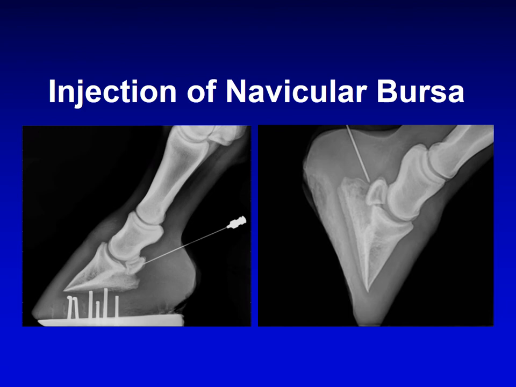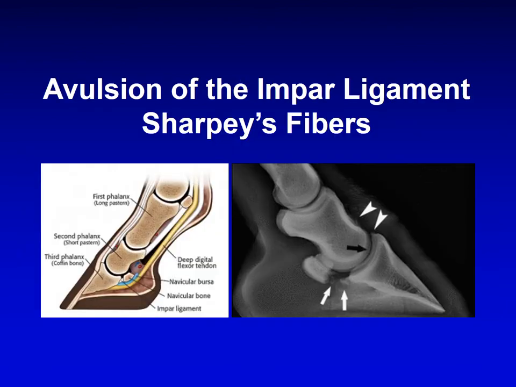Another thing, as I mentioned, is the fact that the navicular bone is attached with the impar ligament to P3. This is here the same picture that you've seen earlier, and this is where the navicular bursa is, between the navicular bone and the distal end of the deep digital flexor. Now, the impar ligament is this area right here, shown in white here. The impar ligament is basically a collection of bony fibers, if you will, that connects bone to bone. We call that Sharpey's fibers.